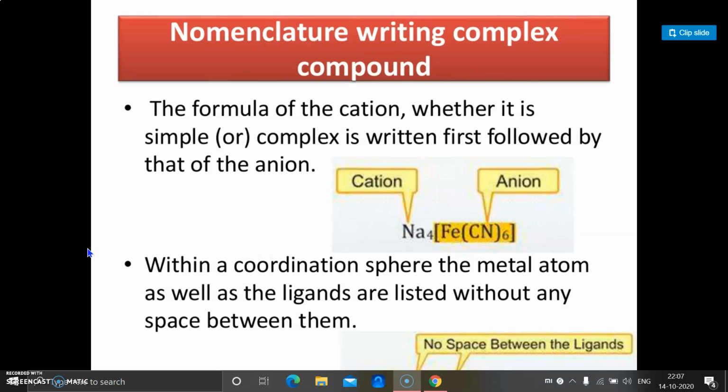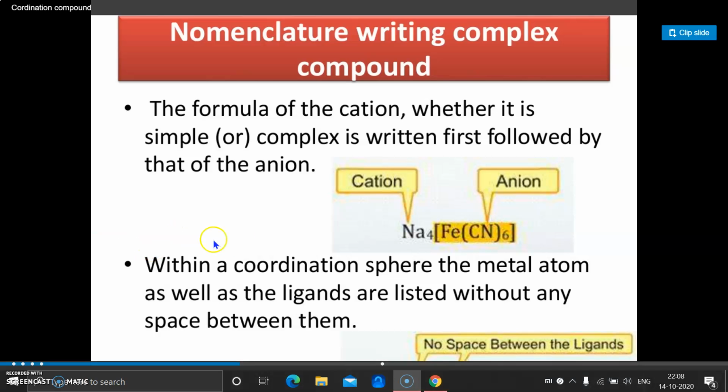The International Union of Pure and Applied Chemistry, that is IUPAC, revises the rules of nomenclature from time to time. Now, firstly, we see how to write the formula of coordination compound. The first rule is that in the formula, the symbol of the central metal ion is written first, followed by the ligand. For example, these are the complex compounds. Here, we must write the central metal ion first, followed by the ligand.